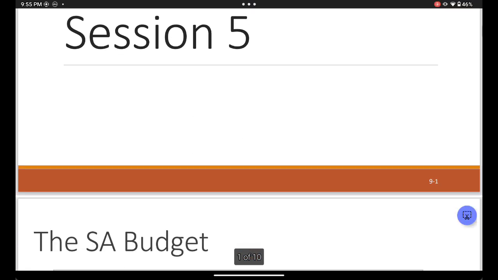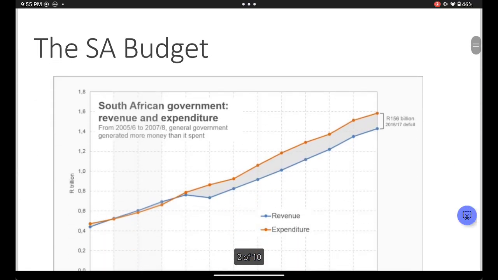Okay, so now we're doing session 5. Now, budget. Now we're going to talk about a budget. When we talk about budget, we're talking about the government budget, right? So remember, the only way the government gets money is because they collect taxes, right? And there's two things they do. They spend money and they give transfers.